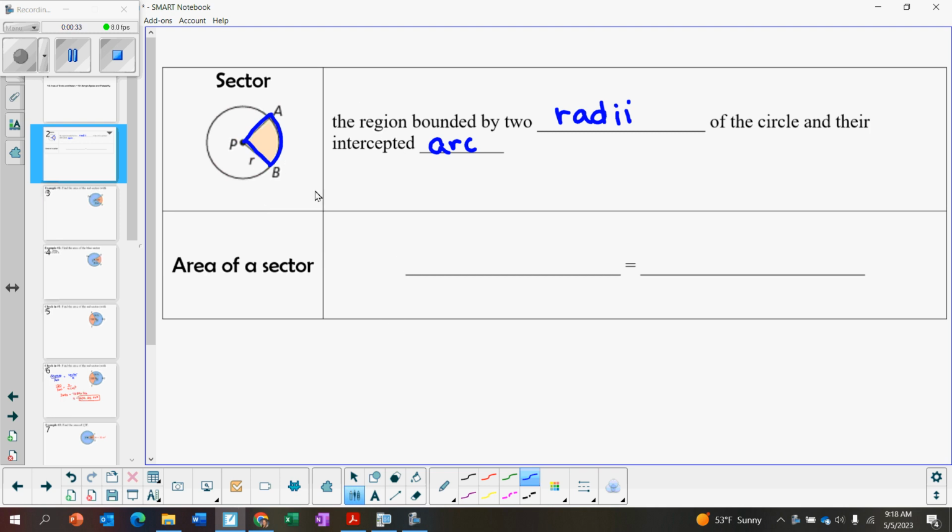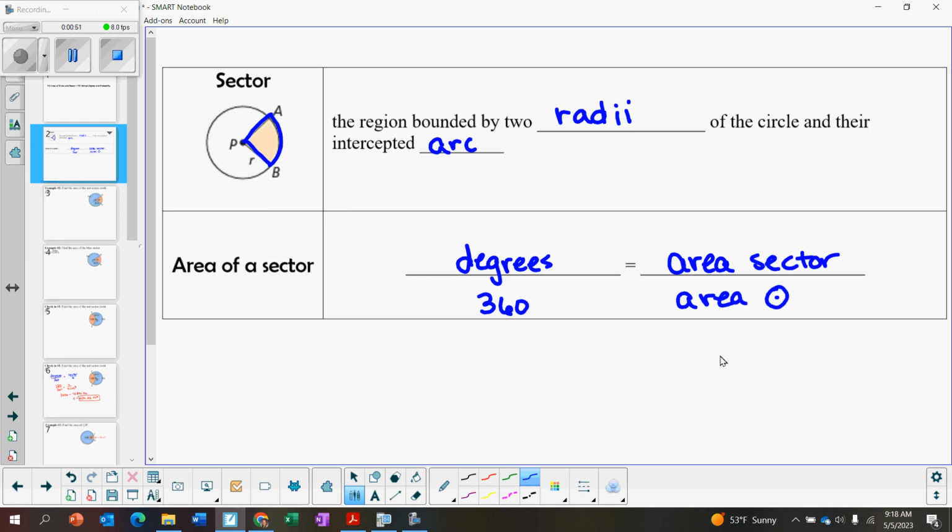If I want to find the area of a sector, it's also going to be set up just like we did for arc length. We're going to have degrees over 360, and now it's going to be the area of the sector over the area of the circle. And we usually use pi r squared for the area of the circle.